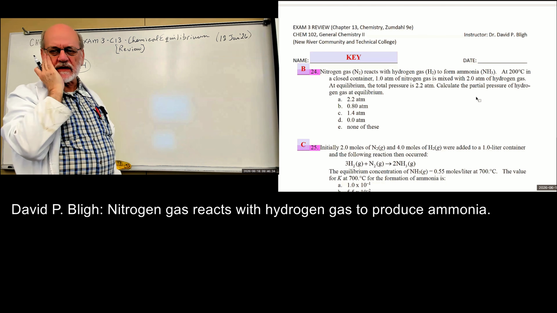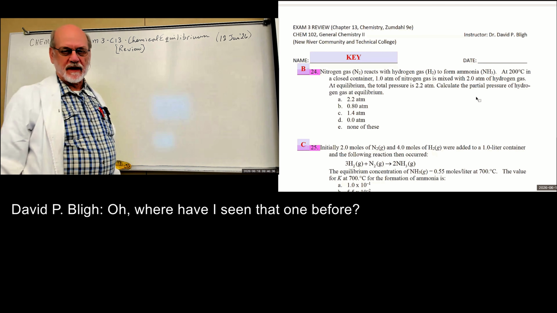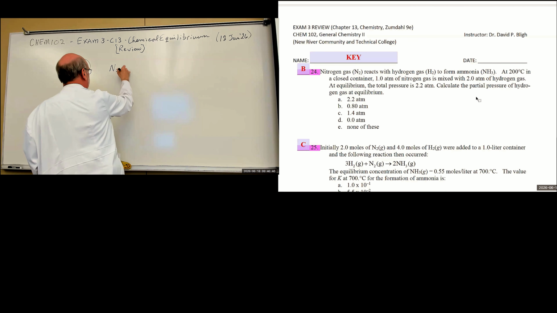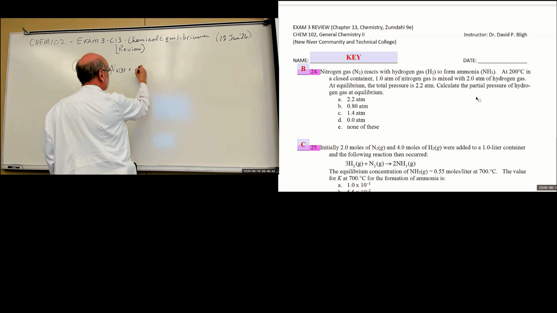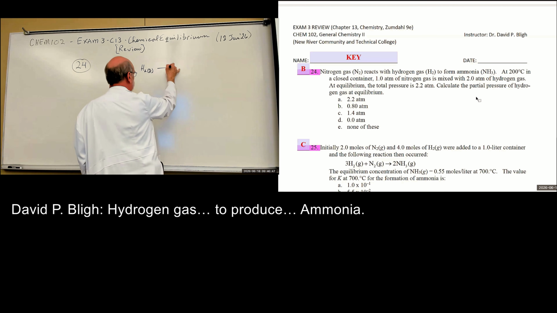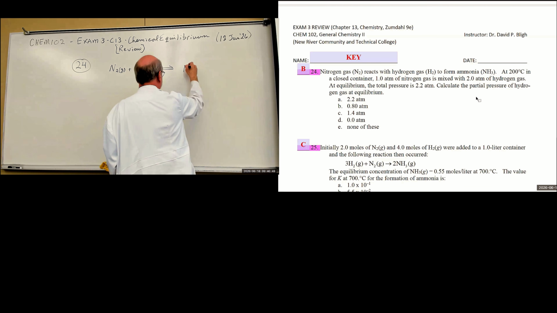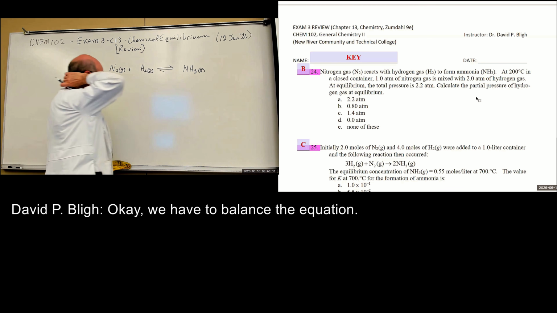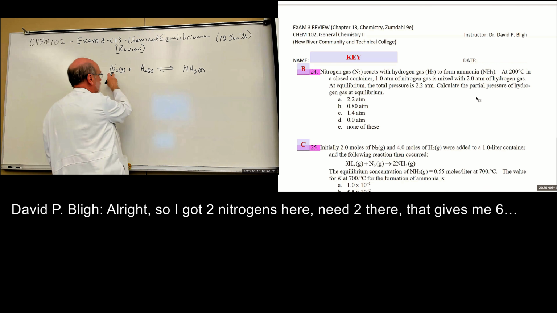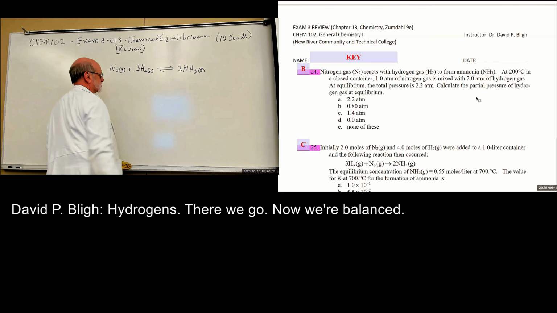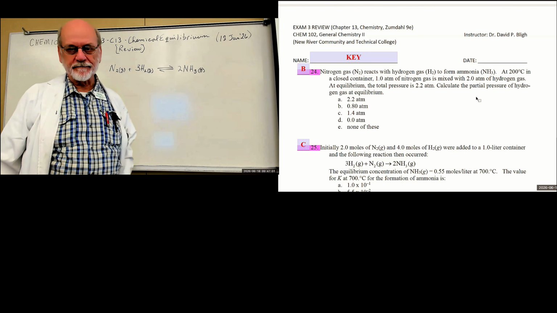Nitrogen gas reacts with hydrogen gas to produce ammonia. Oh, where have I seen that one before? Fritz Haber. Okay, we have to balance the equation. And so I got 2 nitrogens here, the 2 there, that gives me 6 hydrogens. There we go. Now we're balanced.